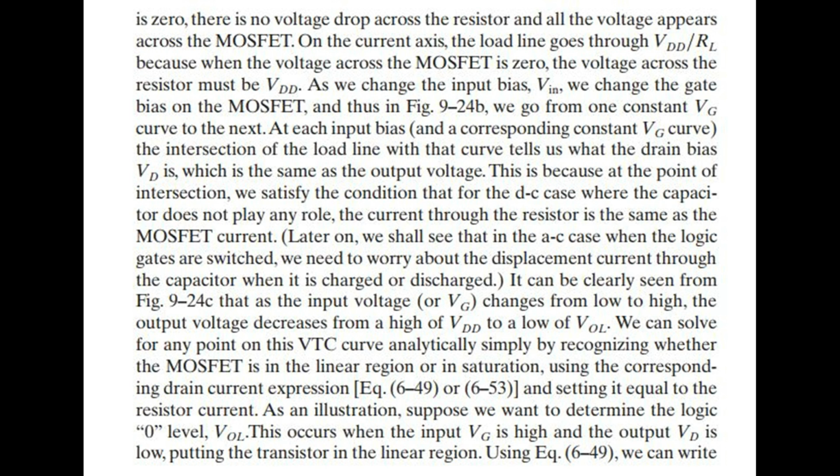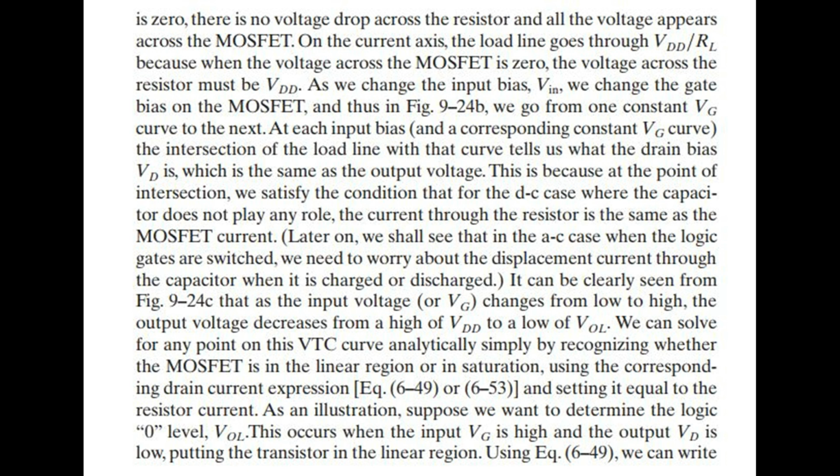As we change the input bias, VIN, we change the gate bias on the MOSFET, and thus in Fig 9.24b, we go from one constant VG curve to the next. At each input bias, and a corresponding constant VG curve, the intersection of the load line with that curve tells us what the drain bias VD is, which is the same as the output voltage.